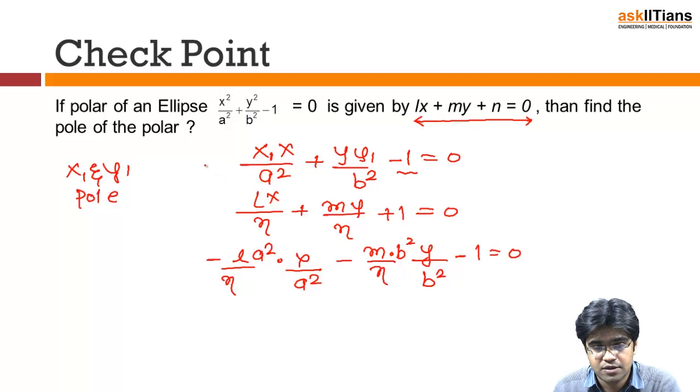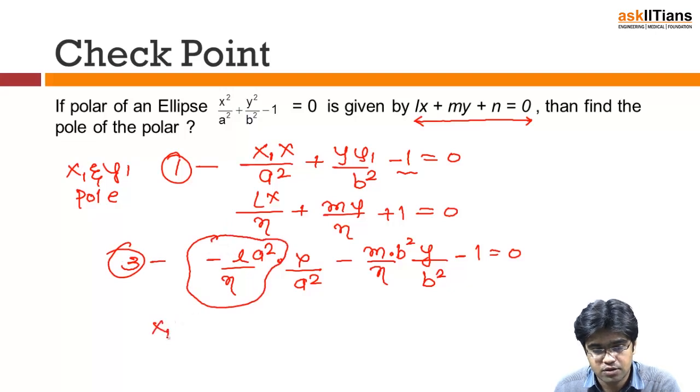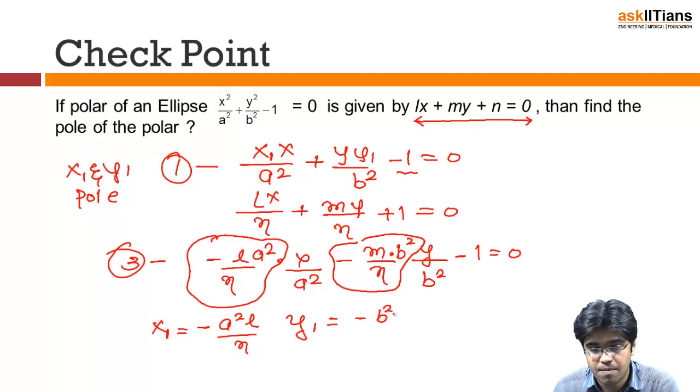Now if you compare this equation number 1 and equation number 3, what is my x1? My x1 is this thing, that is, my x1 is minus a square L by n. What is my y1? My y1 is again this whole thing. My y1 is minus b square m by n. So this is your pole.